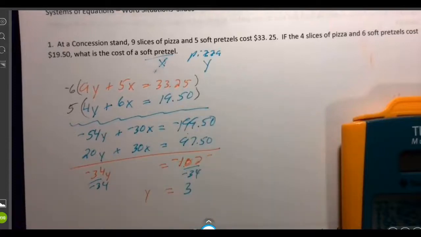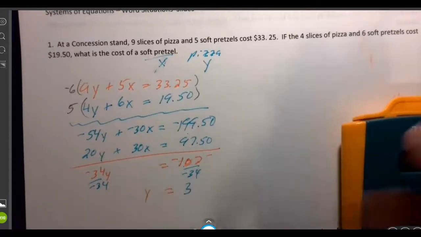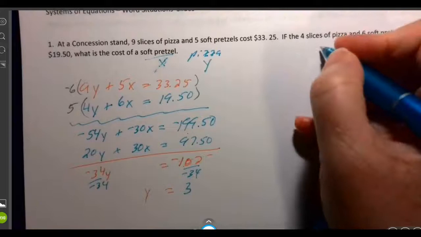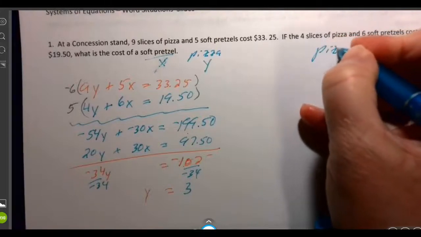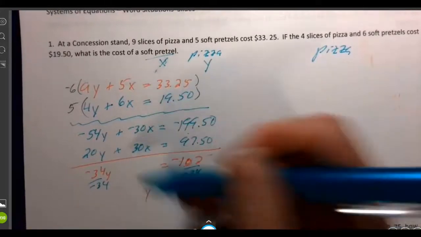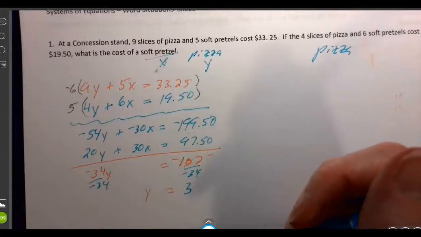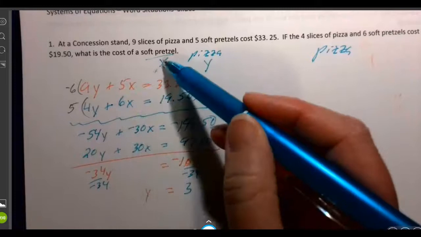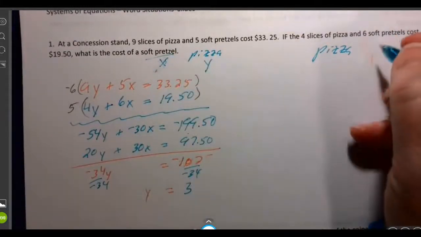So here's a strategy I should have thought of. So what that means is that I have what is the cost? So the cost for a pizza is $3. Well, if I would have eliminated the other variable, I would have been done by now. Do you see that? So had I eliminated the y instead of the x, I would have been solving for the pretzel. I would have been done, but I didn't.